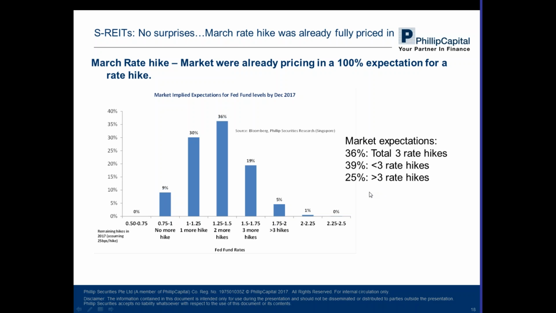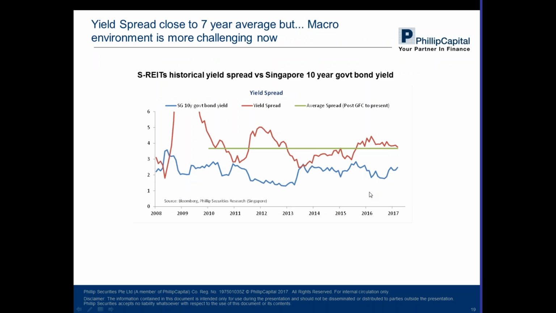So in such an environment, where we are moving on from an easy, loose monetary policy environment to one that is gradually normalizing, this kind of gradually normalizing interest rate environment is not going to be conducive for interest rate sensitive sectors like REITs, especially when the entire sector is going through a period whereby fundamentals are not fantastic.